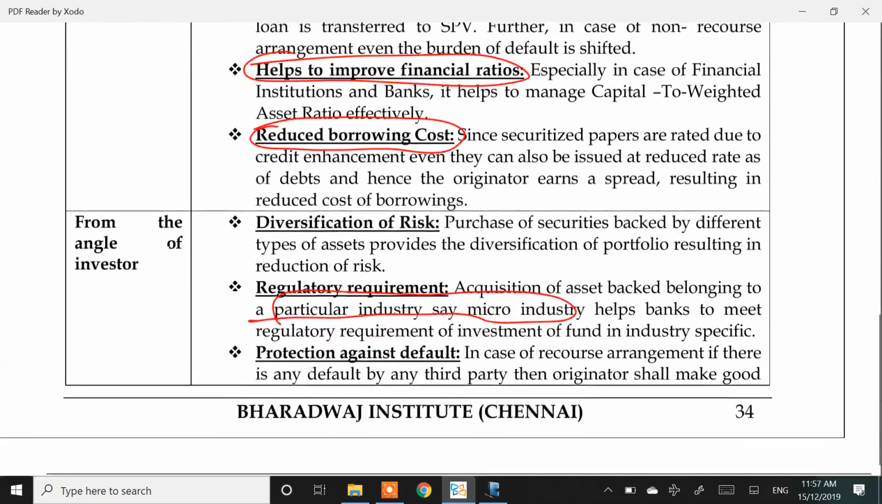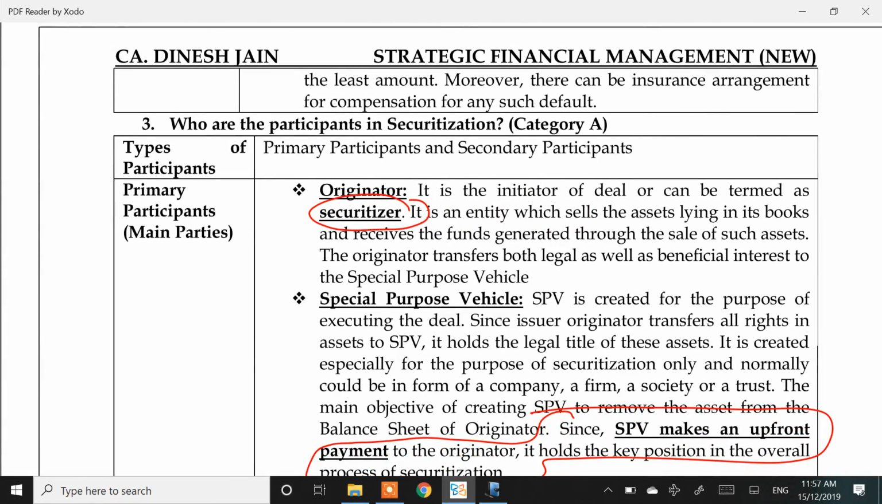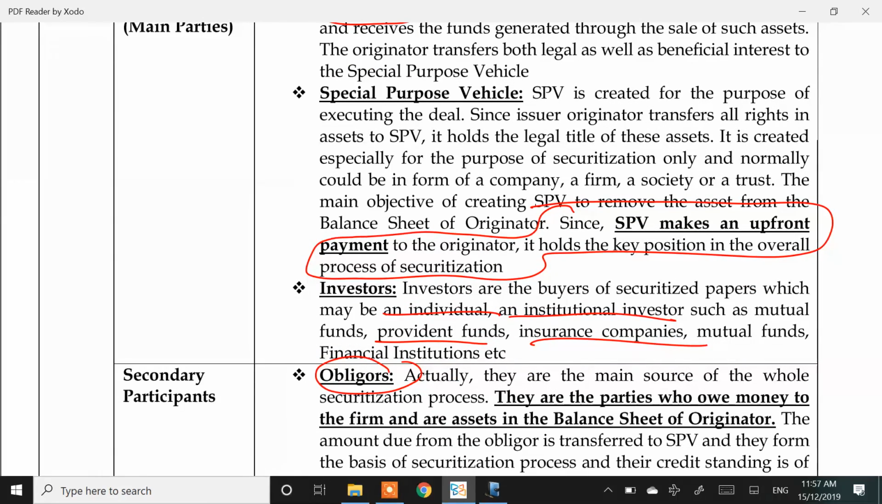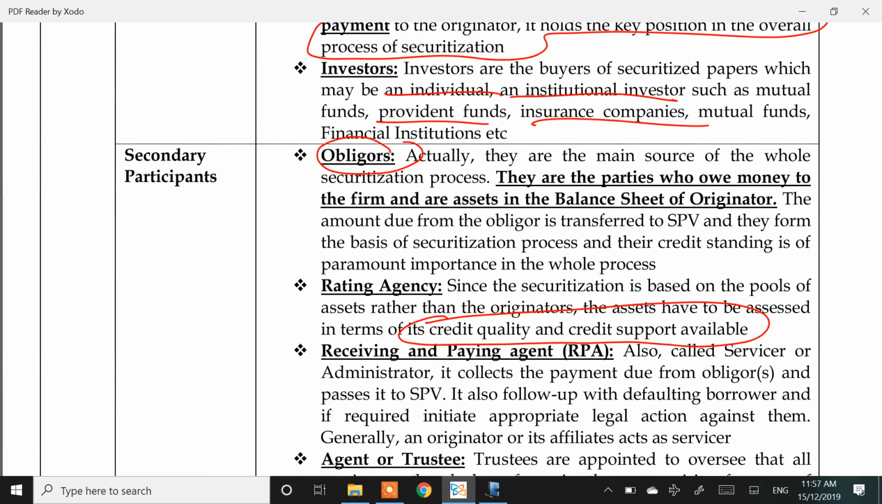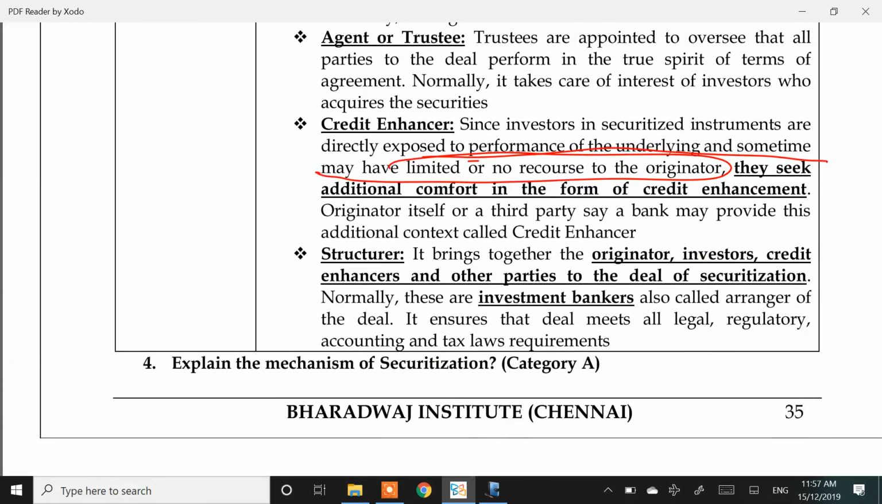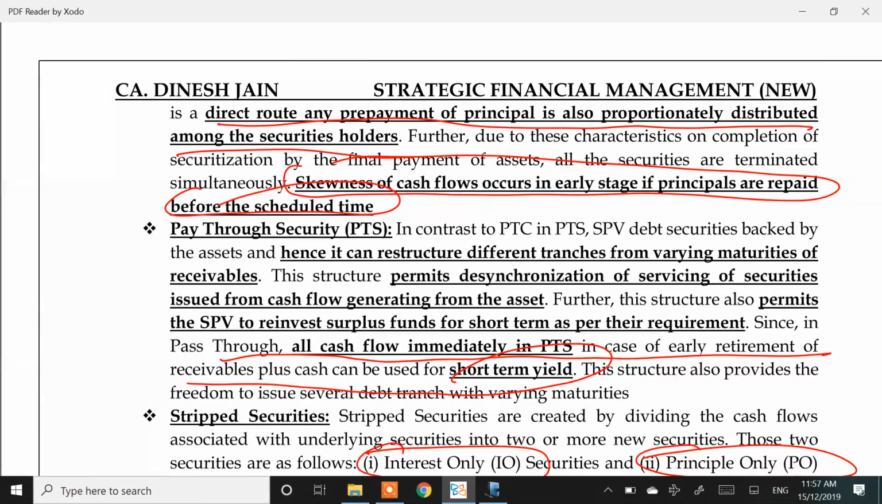So there are benefits from the point of view of the originator and of the investor. There are primary participants and secondary participants. Primary are the originator, special purpose vehicle, and investor. Secondary are the obligors, who are the main reason why this happens. You also have the rating agency, receiving and paying agent, structurer, credit enhancer, and agency or trustee. So this is what securitization is all about, a very simple area, and normally one theory question is expected from this topic.